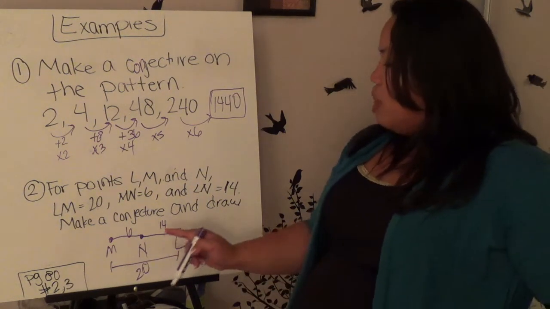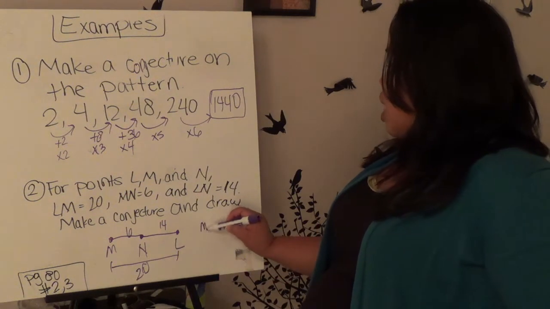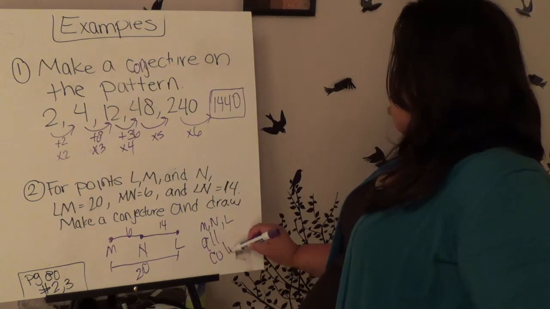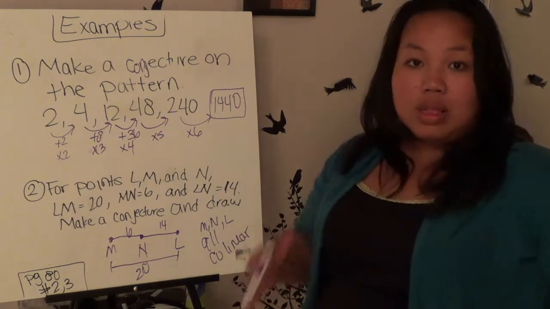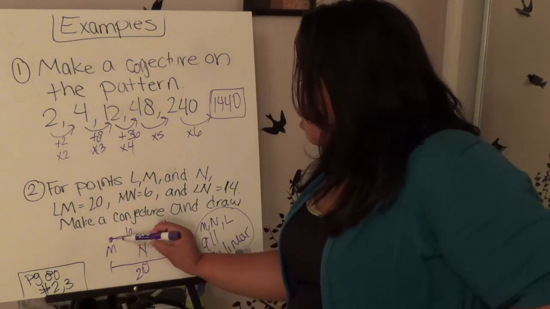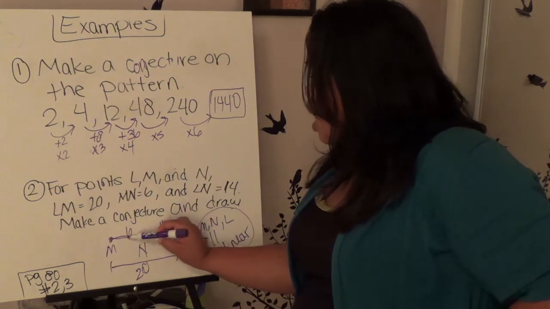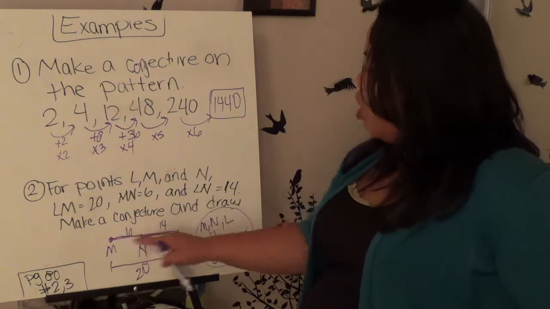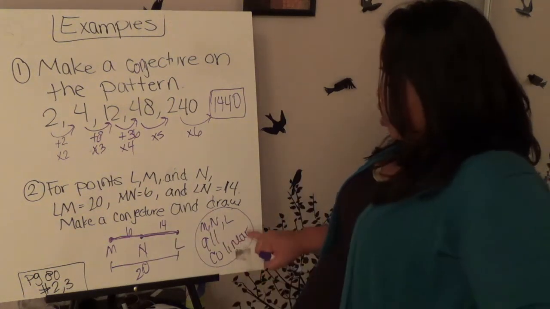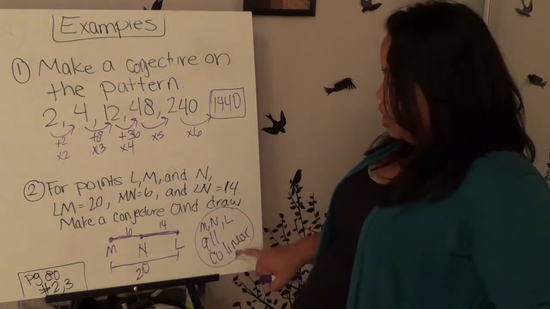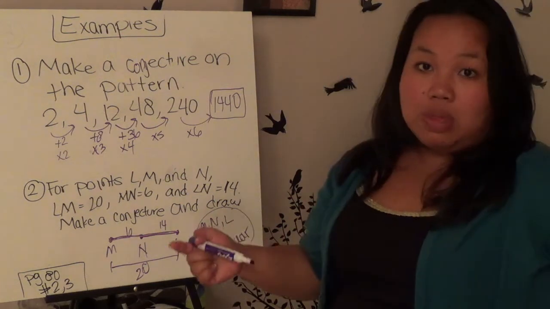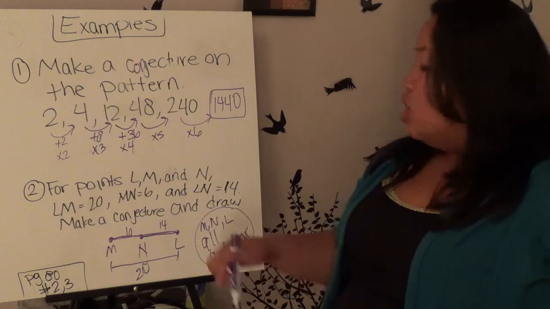So because I drew it, my conjecture basically means that M, N, and L all are collinear. Collinear means all on the same line. So this is my conjecture. They're all collinear, and this is my drawing. Because 6 plus 14 is in fact 20, I can assume that all 3 points, even though it doesn't tell me, lie on the same line. So this is my conjecture, and this is me drawing what my conjecture is saying. Either I'm stating the pattern, or I'm assuming something, because there's other possibilities, but this would make the most sense.